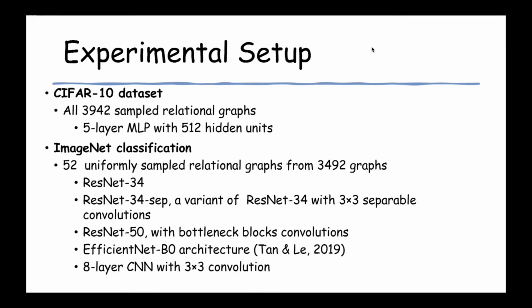Then we go to the last step before the experiment, which is the setup. We will use two datasets in this paper. The first one is the CIFAR10 dataset under the 5-layer perceptron with 512 hidden units. And the second one is the ImageNet classification, and we will use multiple neural networks to construct, such as ResNet34 and others. So next, we will discuss the main conclusions in this paper.